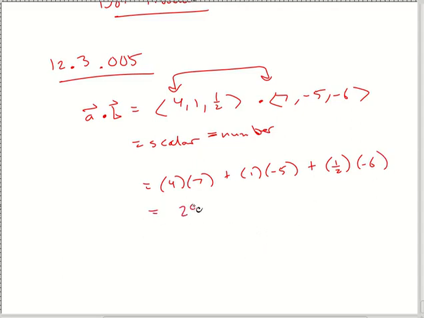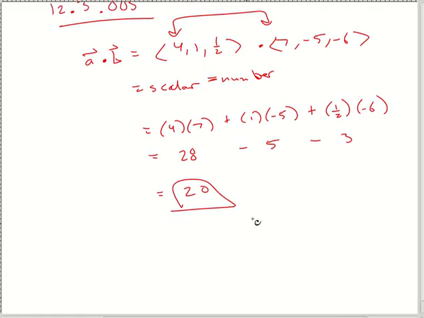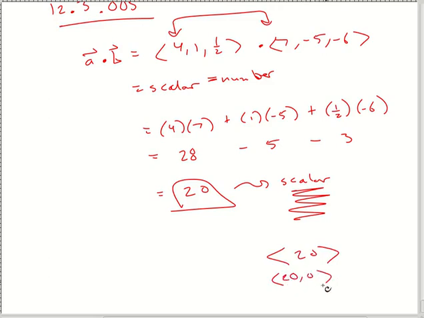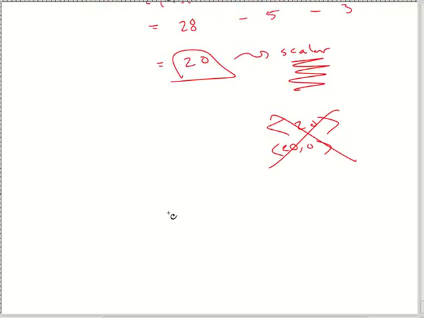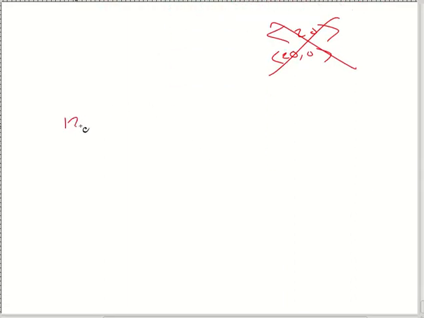So 28 here minus 5 and then minus 3. Put it all together, we get 20. And there you go. Dot product is super easy. Remember always that this yields a scalar, which means like a number, like the number 20. It's not 20 comma 0. It's not anything like that. It's just 20. That's the answer. Okay, let's do some more.